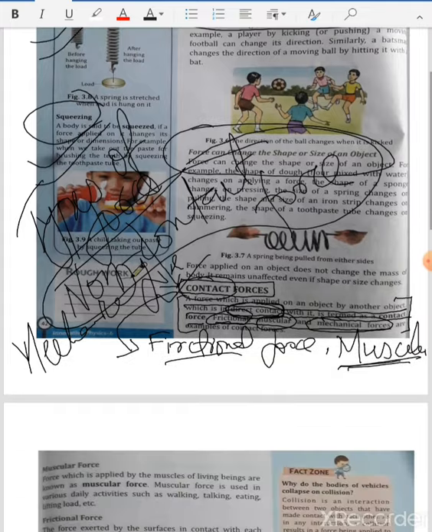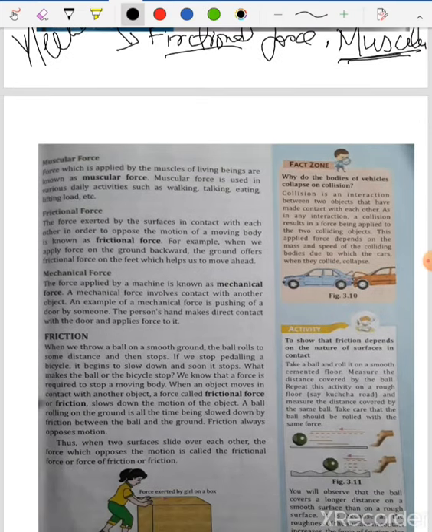All right. Okay, now let's go to the second page. In the next page in your book, you will see the first one is your muscular force. You can number it. Number one under contact force is muscular force. Number two is frictional force. Number three is mechanical force. So these are the 3 different types of contact force. So what are they? Number one is muscular force. Number two is frictional force. Number 3 is mechanical force. So now you have to remember that these are the 3 types of contact forces.